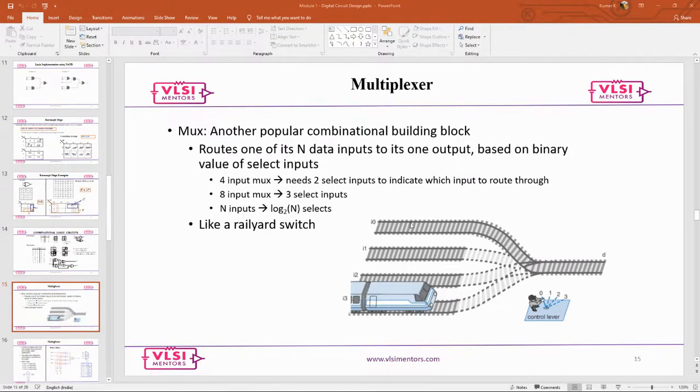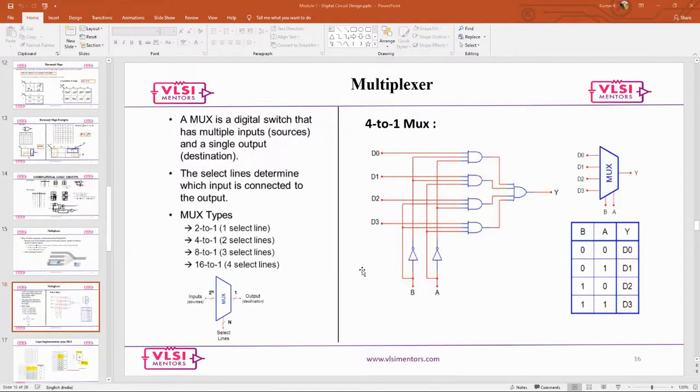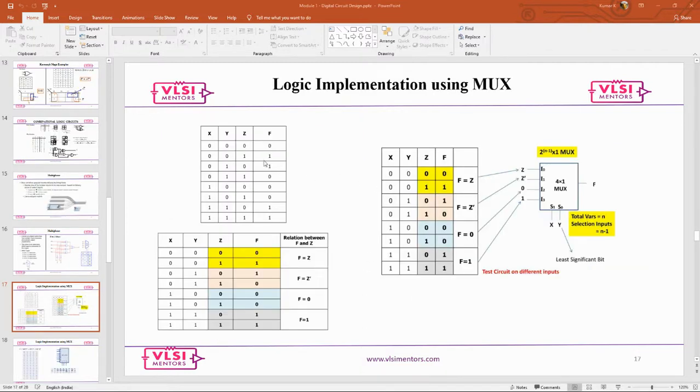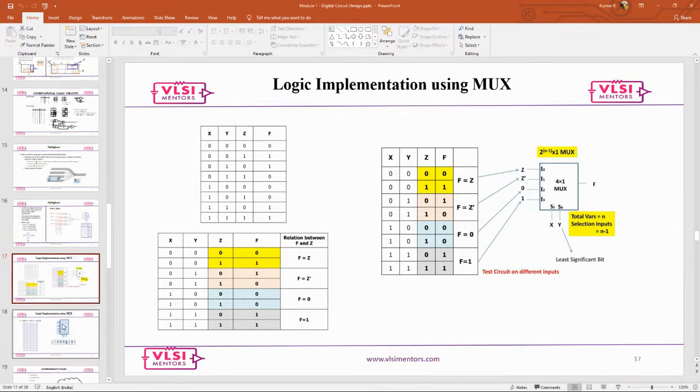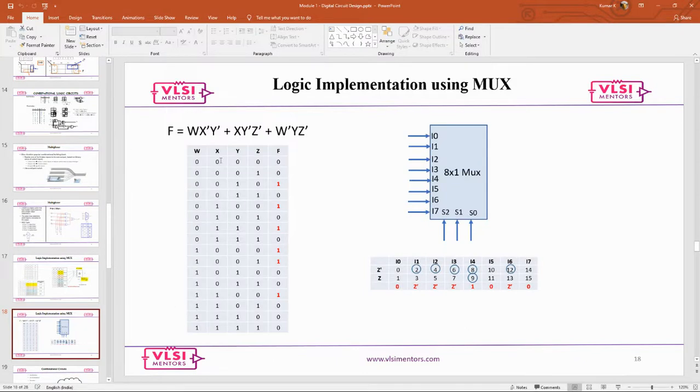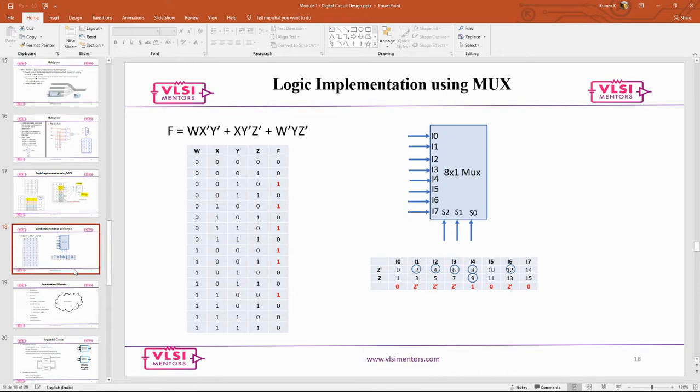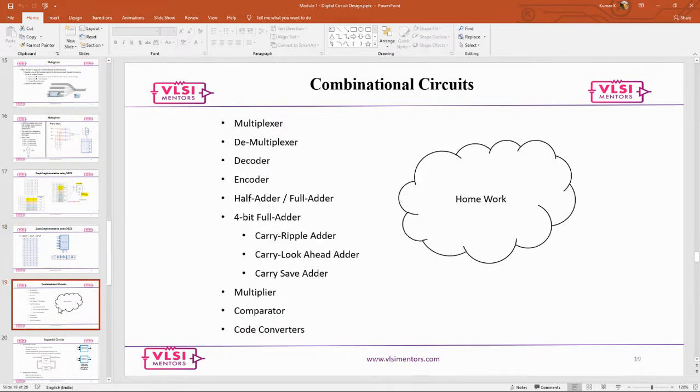And multiplexer, yes, we have gone through the mux. We tried implementing a few problems, basically how you implement your logic using mux. We also solved a problem implementing a whole combinational logic using mux. So these are all the topics, and these are the topics that I gave as homework.